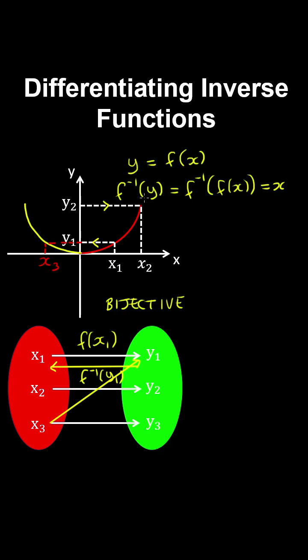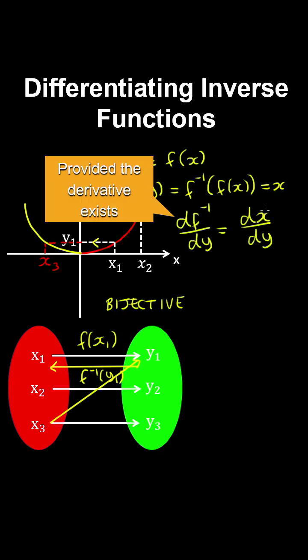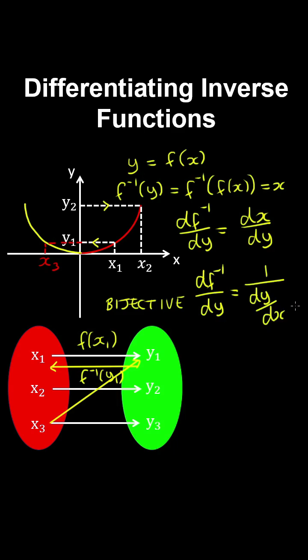Now to find the derivative of the inverse function, we just differentiate both sides. And on the right hand side, we simply have the reciprocal of dy dx. So we can use the derivative of the original function to find the derivative of the inverse function.